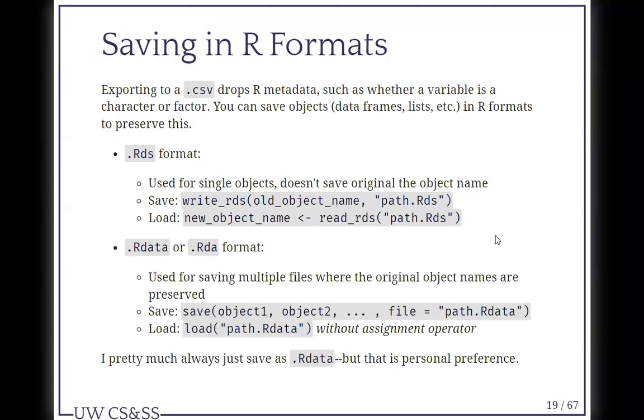You can also save multiple files using the .rdata or .rda formats. This is where you want to preserve the original object names. So you could use save and then some bunch of objects, object 1, object 2, etc., and specify a file path. And then when you load it, note you don't have to assign it to anything. It will just load all those objects back into your environment with the original object names that you used when you saved them.